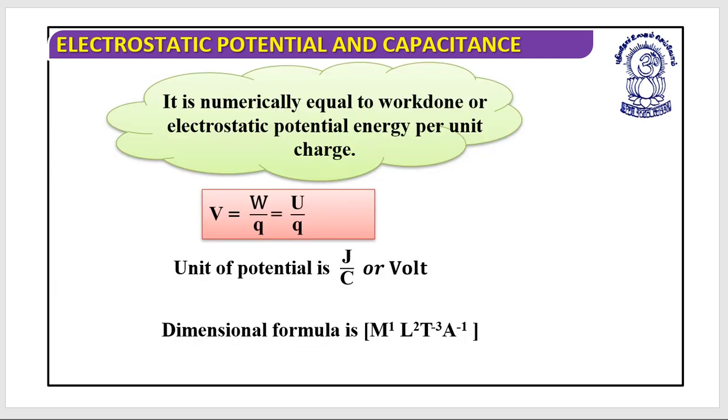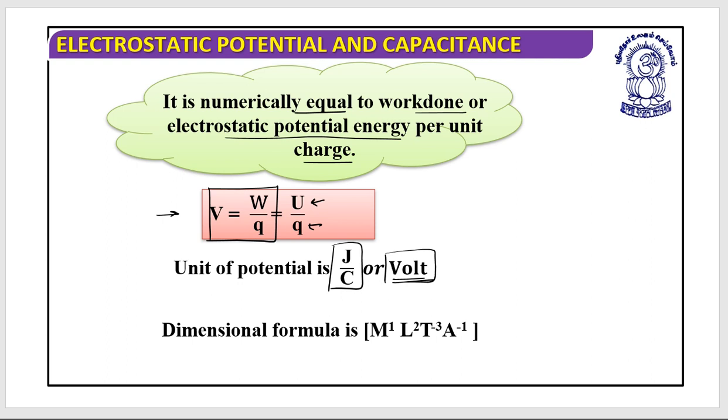Whatever we know, let's derive a formula for it. It is numerically equal to the work done or electrostatic potential energy per unit charge. So V is equal to work done divided by charge, as well as potential energy divided by charge. And the unit of potential is joule per coulomb. Yes, we can say it in volt also.